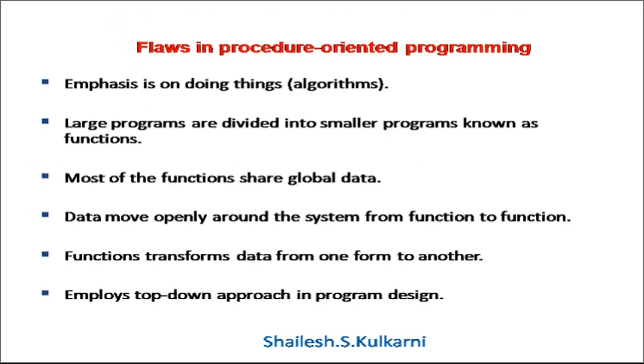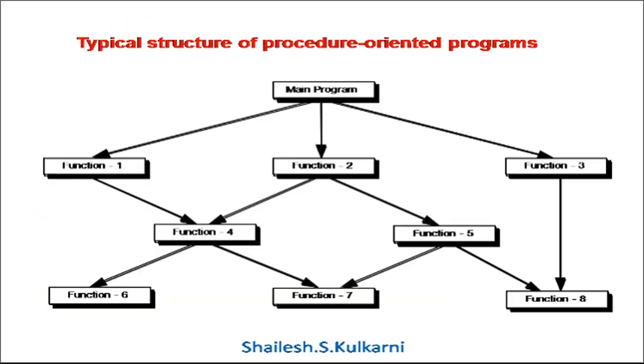Now if you look at the way procedure oriented programs are structured, in a language like C programming, what we do is we write a main function, and from the main function we call multiple functions. If you look at this diagram, we have a main program, and from that program we have different functions: function 1, function 2, function 3, and so on. In turn, these functions are also calling some other functions. So any function can call any other function. So these functions are interrelated.